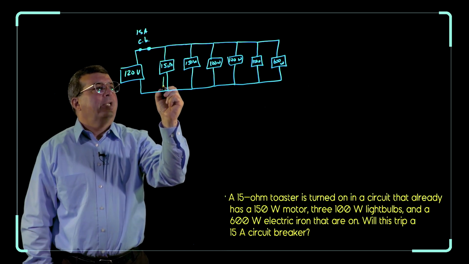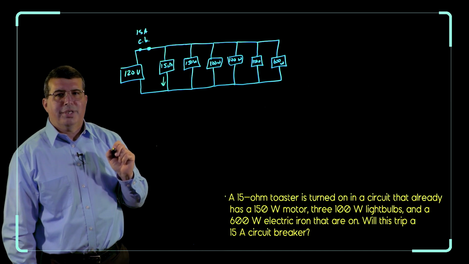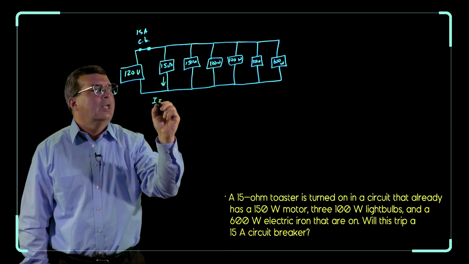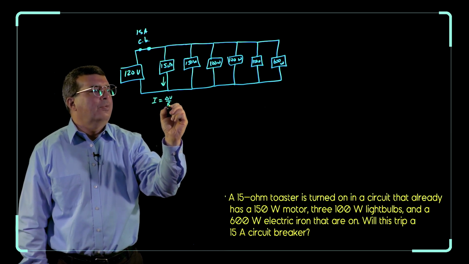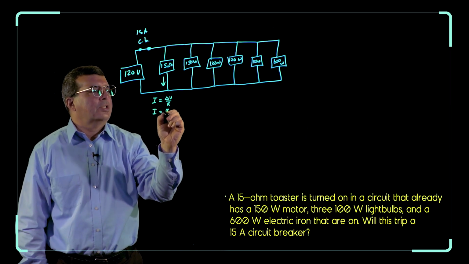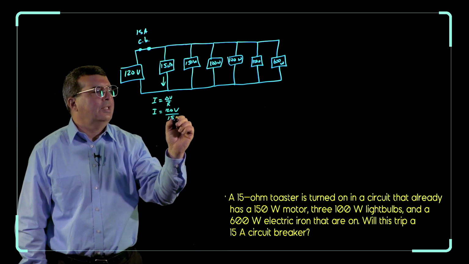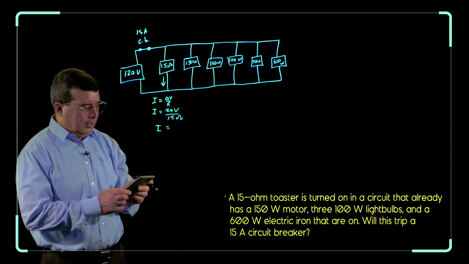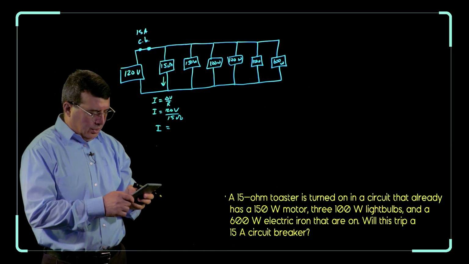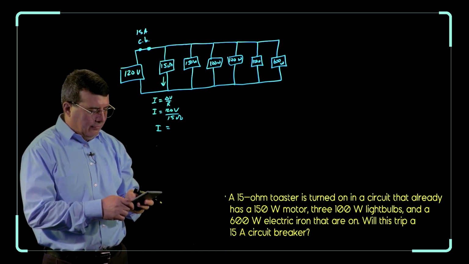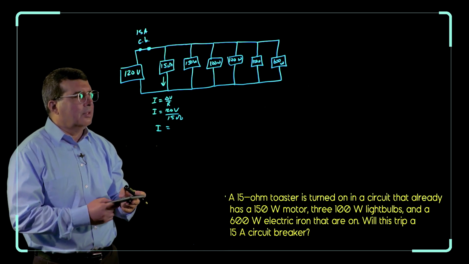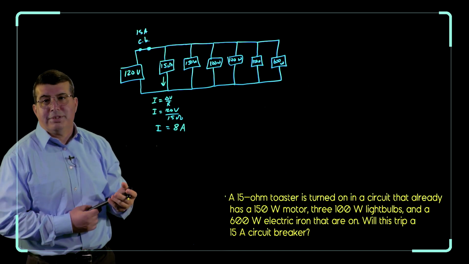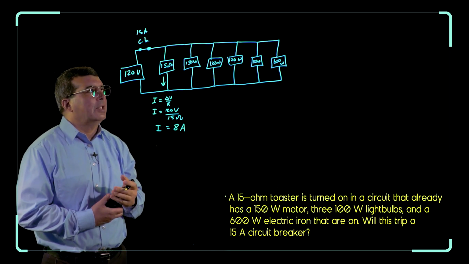So for the 15-ohm toaster, we can use Ohm's law. Current is equal to change in voltage over resistance. So the current is 120 volts over 15 ohms. So the current through the toaster is 120 divided by 15. That will draw 8 amperes of current. So the toaster by itself will draw 8 amperes of current.